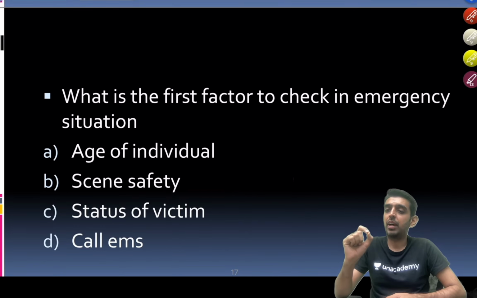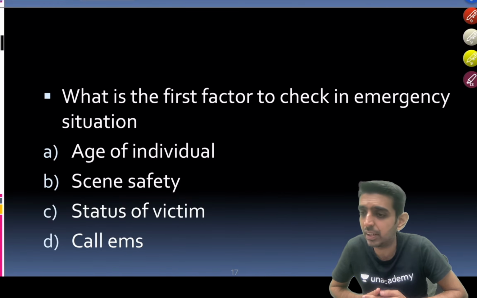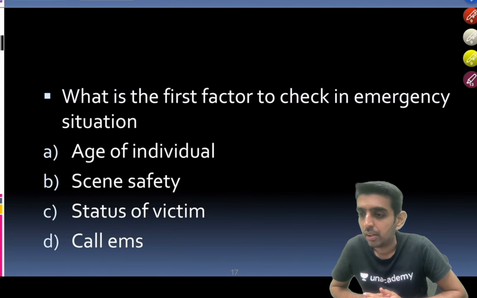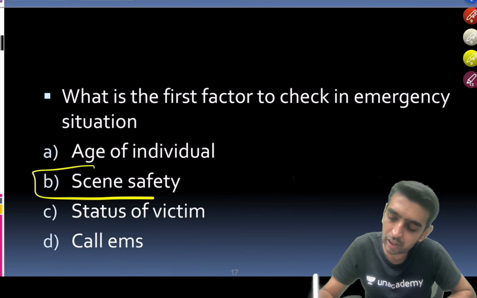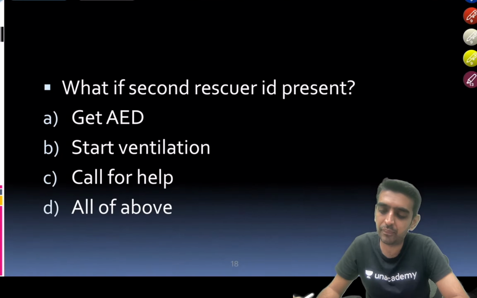What is the first factor? Nissi, Kartiga, PK, Shilpi, yes, Janisha, Varun, Baljinder, all of you are telling that it is option B, that is scene safety. Varun says it is status of the victim. Alright, scene safety, I'll take it into account. We'll move on to the next question, then we'll come back to this again, right?